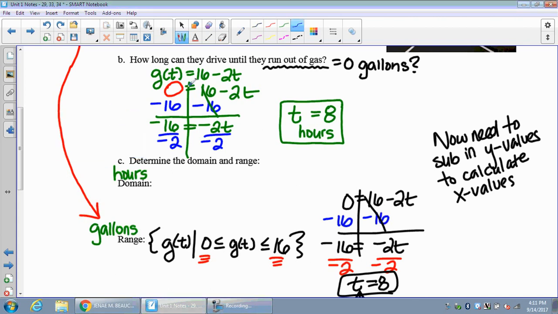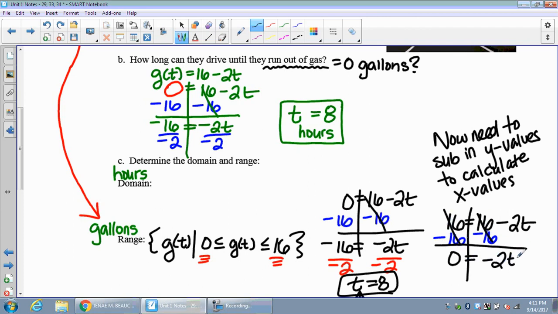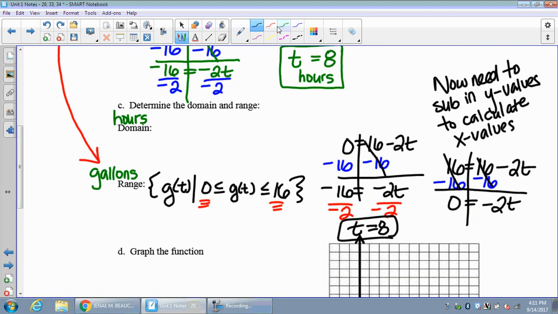Let's explore what happens when we plug in 16. So I'm going to substitute 16 in for Y, and I've got 16 equals 16 minus 2T. I subtract 16 from both sides. Check that out. I get 0 equals negative 2T. When I divide by negative 2, I get T equals 0. Interesting. Does that make sense?